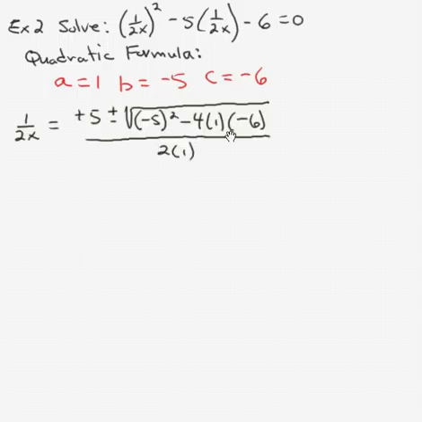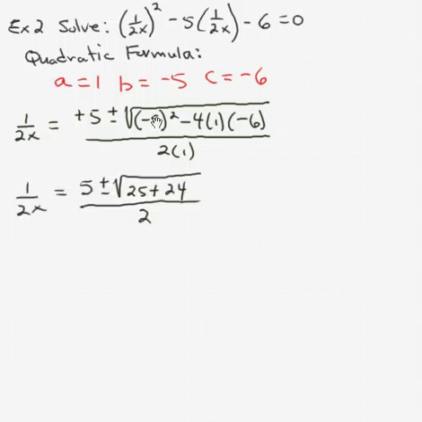Substitute those numbers into the quadratic formula, which we were accustomed to doing, and simplify. Negative 5 quantity squared is 25, and then negative 4 times 1 times negative 6 is positive 24, and in the denominator 2 times 1 is 2. Now notice what's on the left side of the equal sign here. We're not solving for x anymore because this is not a quadratic equation. It's an equation in the form. And so whatever this smaller variable is, that's what needs to go over here on the left side of the equal sign. It's 1 over 2x.